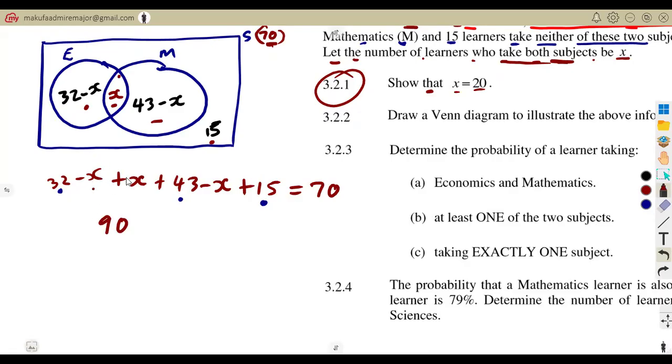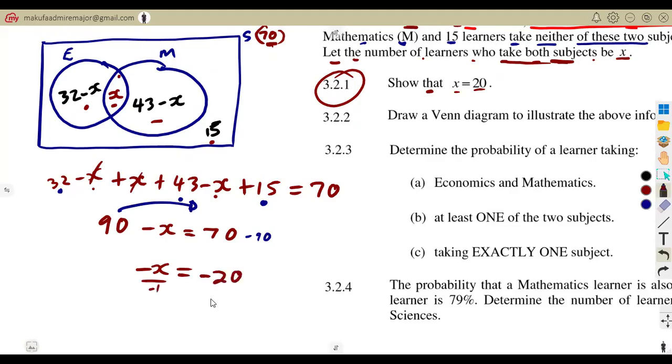Minus X plus X, these two, they cancel. You remain with minus X, which is equal to 70. So minus X is equal to what? If we take the 90 to the side, it is going to give us a negative there. It was a positive. So 70 minus 90, that's minus 20.